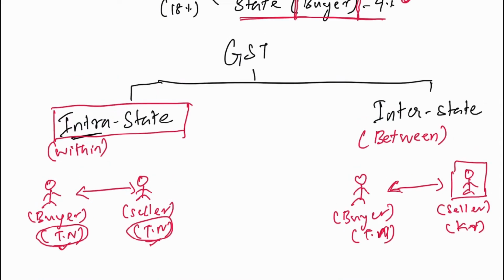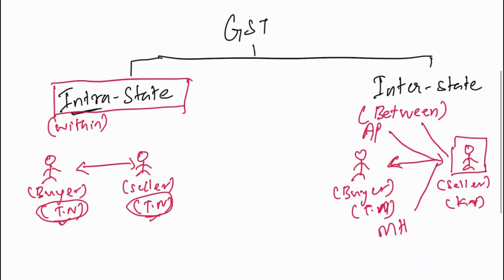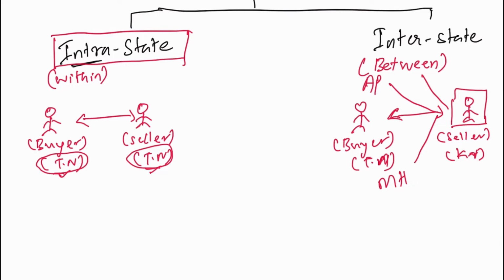Every time he cannot go to Tamil Nadu for depositing Tamil Nadu's tax. Like that, he will have buyers from so many different states. One is from Tamil Nadu, one is from Maharashtra, one is from Andhra Pradesh. So he cannot keep depositing different buyers' tax to different buyers' state revenue. So in order to avoid this difficulty, central government has made this a single tax.